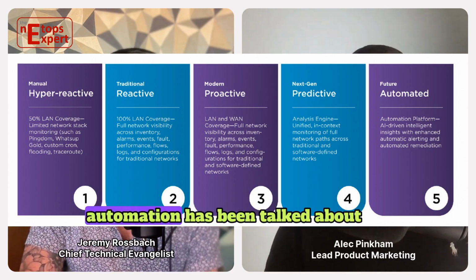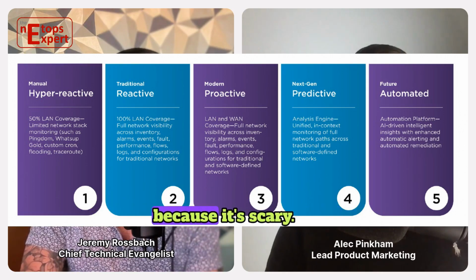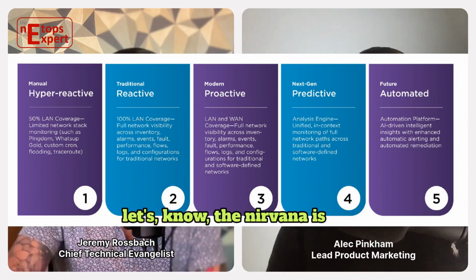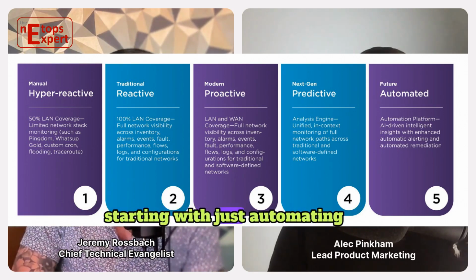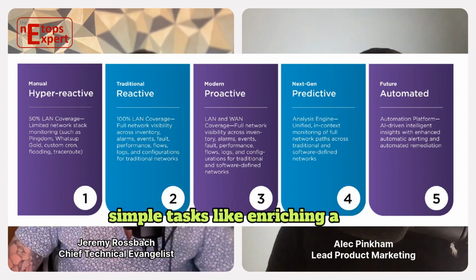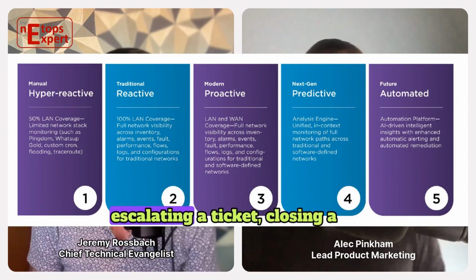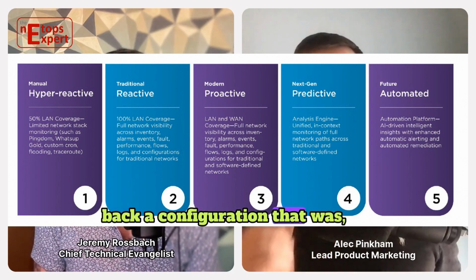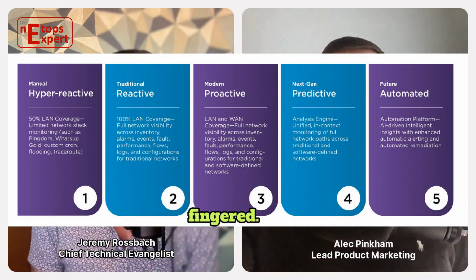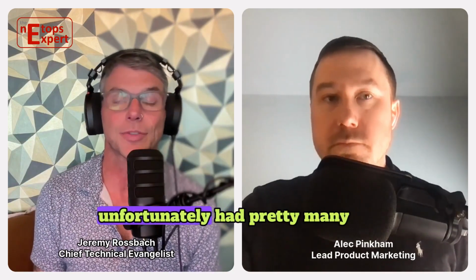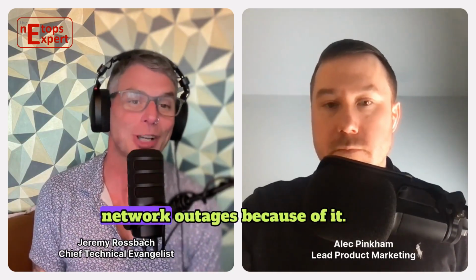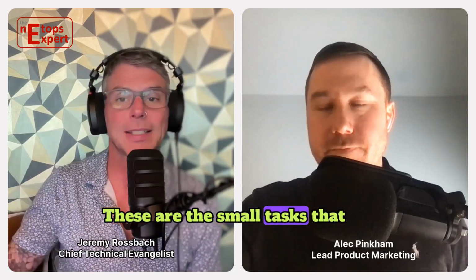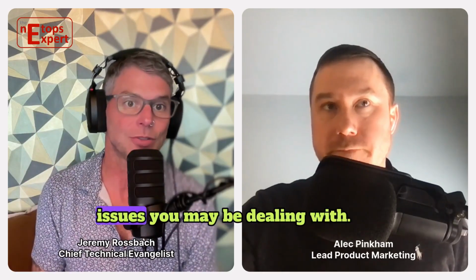And listen, network automation has been talked about for years. It hasn't caught on because it's scary. But the nirvana is starting with just automating simple tasks like enriching a ticket with more details, escalating a ticket, closing a ticket, maybe rolling back a configuration that was, excuse the expression, fat-fingered. I've done it 1,000 times and have unfortunately had pretty many network outages because of it. These are those small tasks that can relieve you and give you more time back to concentrate on the more challenging triage issues you may be dealing with.